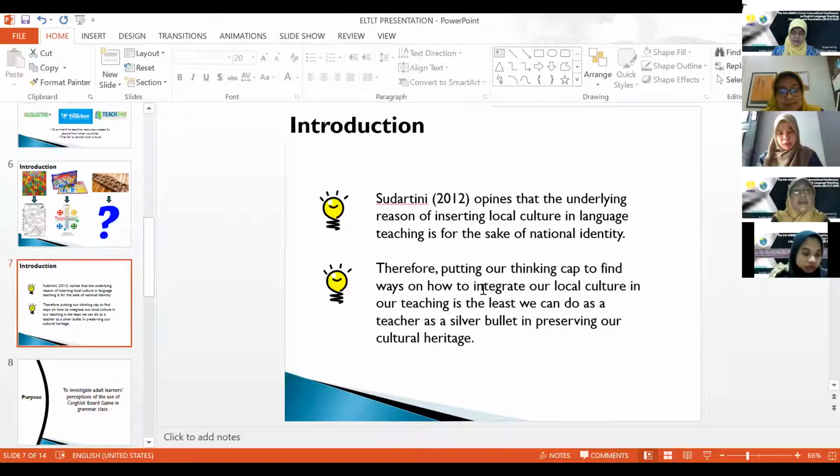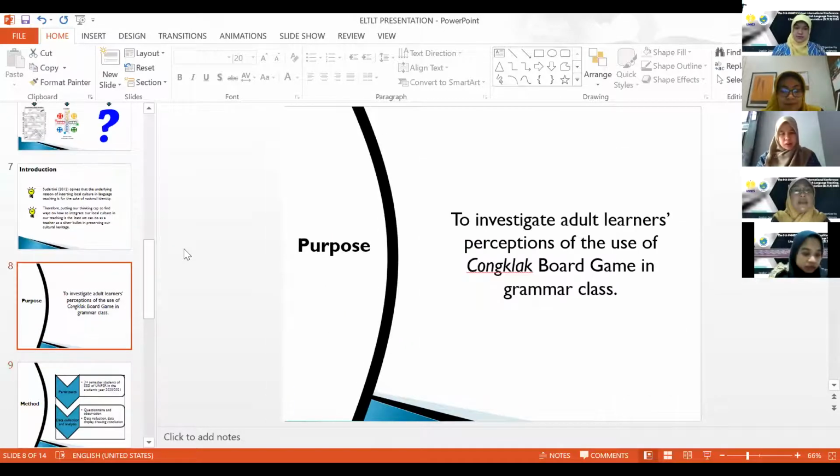Therefore, putting our thinking cap to find ways to integrate our local culture in our teaching is the least we can do as teachers, as a silver bullet in preserving our cultural heritage. So with this in mind, I got the idea to develop our Chongklak game into a Chongklak board game. The purpose of my research is to investigate adult learners' perceptions of the use of Chongklak board game in grammar class.